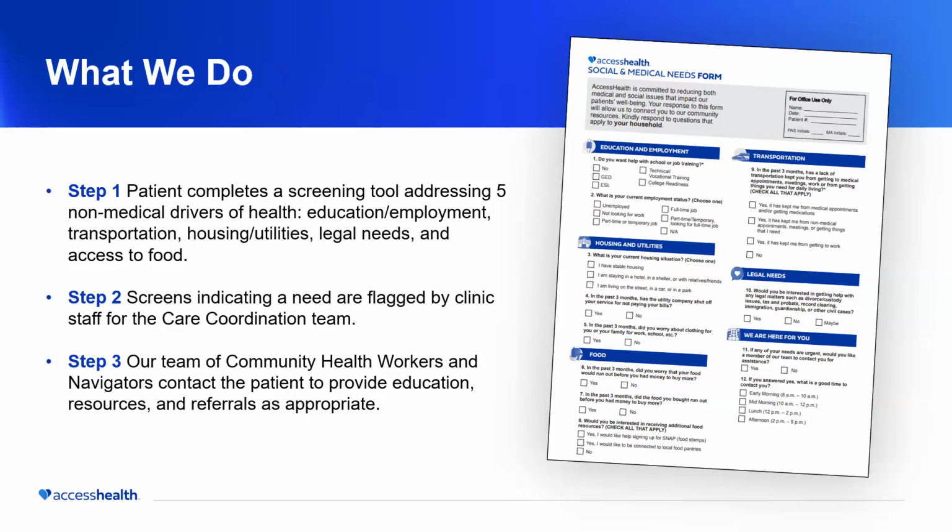Well, what we do here is every 90 days, a patient is given a screener. And in that screener, we have various questions that are asked of our patients, such as any education, employment, transportation, housing, utilities, as well as legal needs and access to foods. So once a patient has marked off the survey of those needs, then as a care coordination department, we get flagged of these needs. And our community health workers and navigators will contact the patient to educate them on the resources and to send the appropriate referrals within our outside organizations or within our organizations to help address these needs.